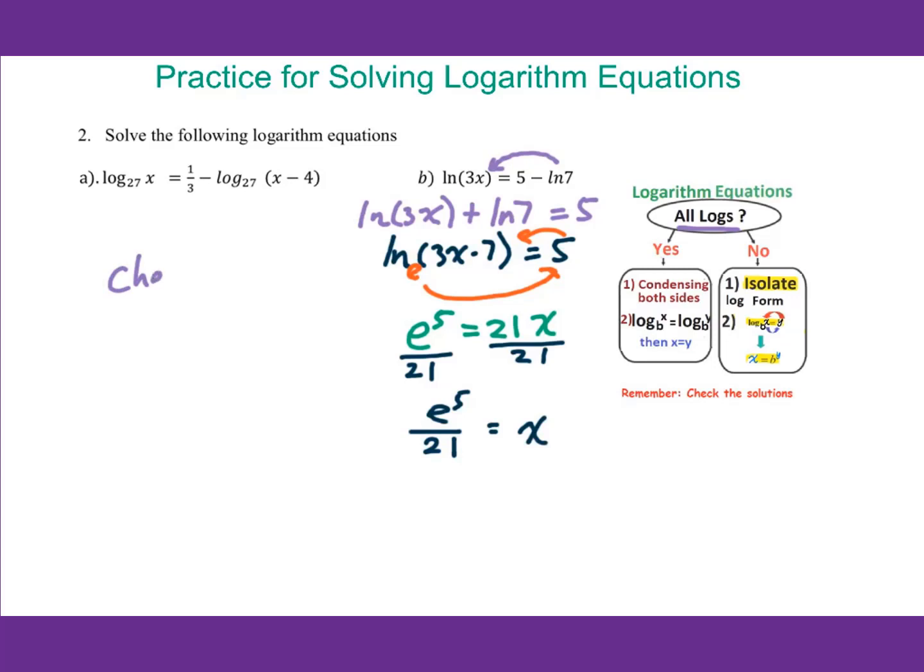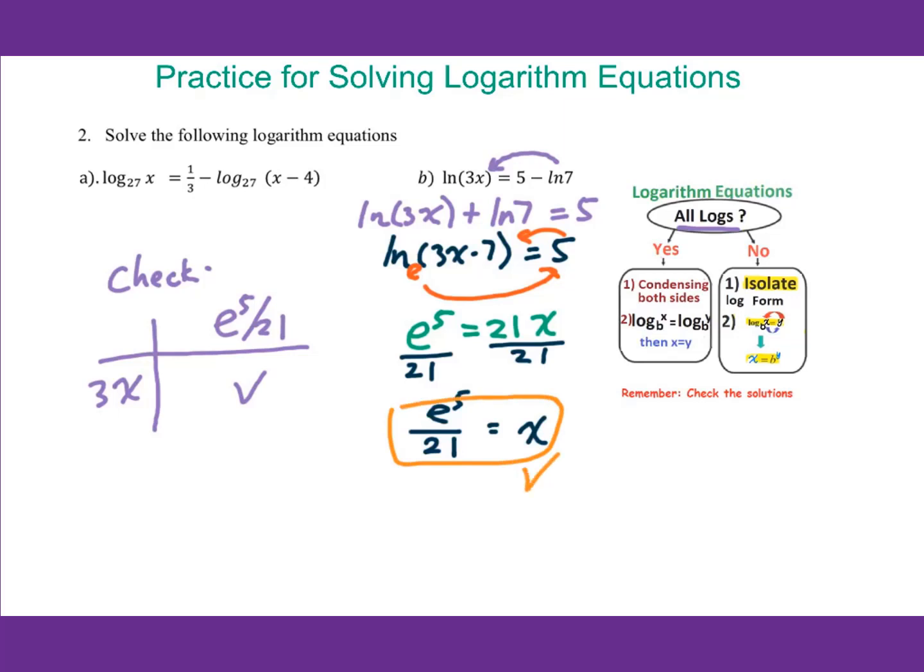Then check. For e to the 5th power over 21, you have 3x as the argument, which is positive. So this is a solution.